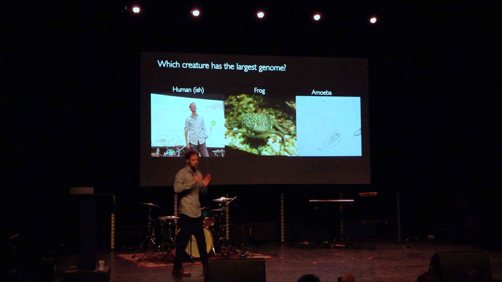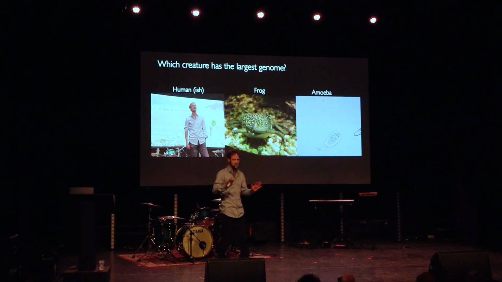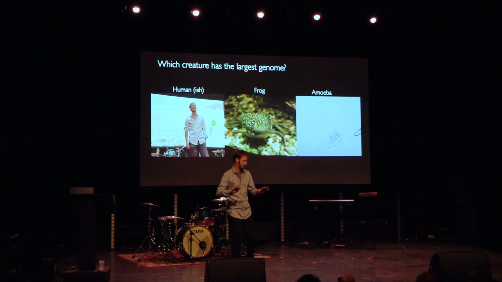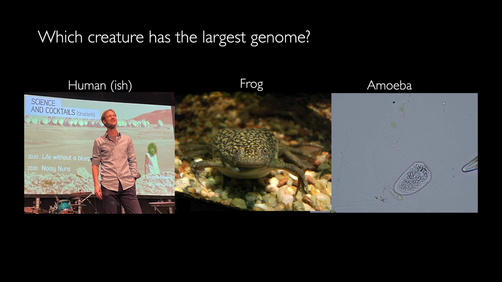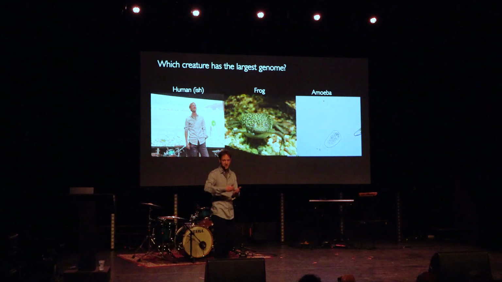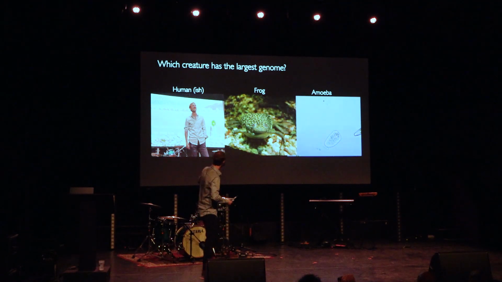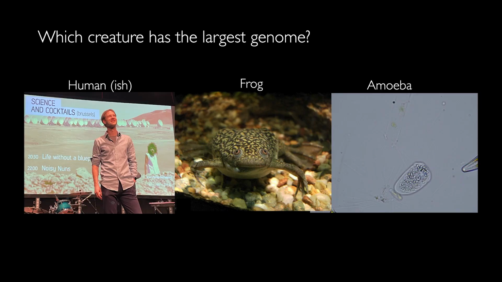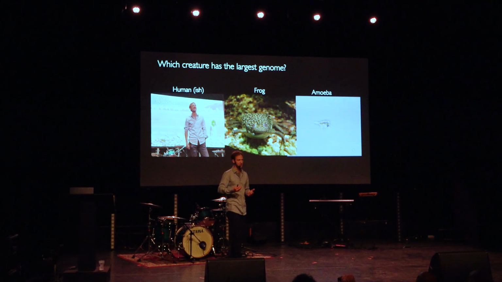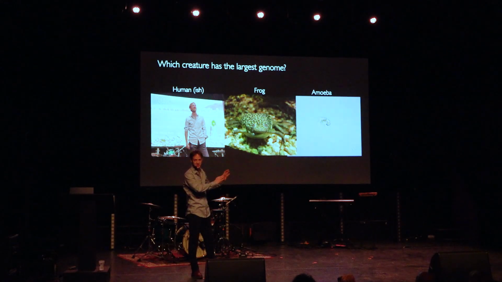So in order to figure out some of these problems, I want to do a little quiz, and I don't want you to think too long about it, okay? So which creature here has the largest genome? If we look at the book of our genetic code, who has the biggest book? Who has the most letters? Is it a human who thinks about how life works? Is it a frog who thinks about what he's going to get fed, hopefully soon? Is it an amoeba, which is a single-celled organism that, well, I don't think it thinks about anything because it doesn't have a brain?